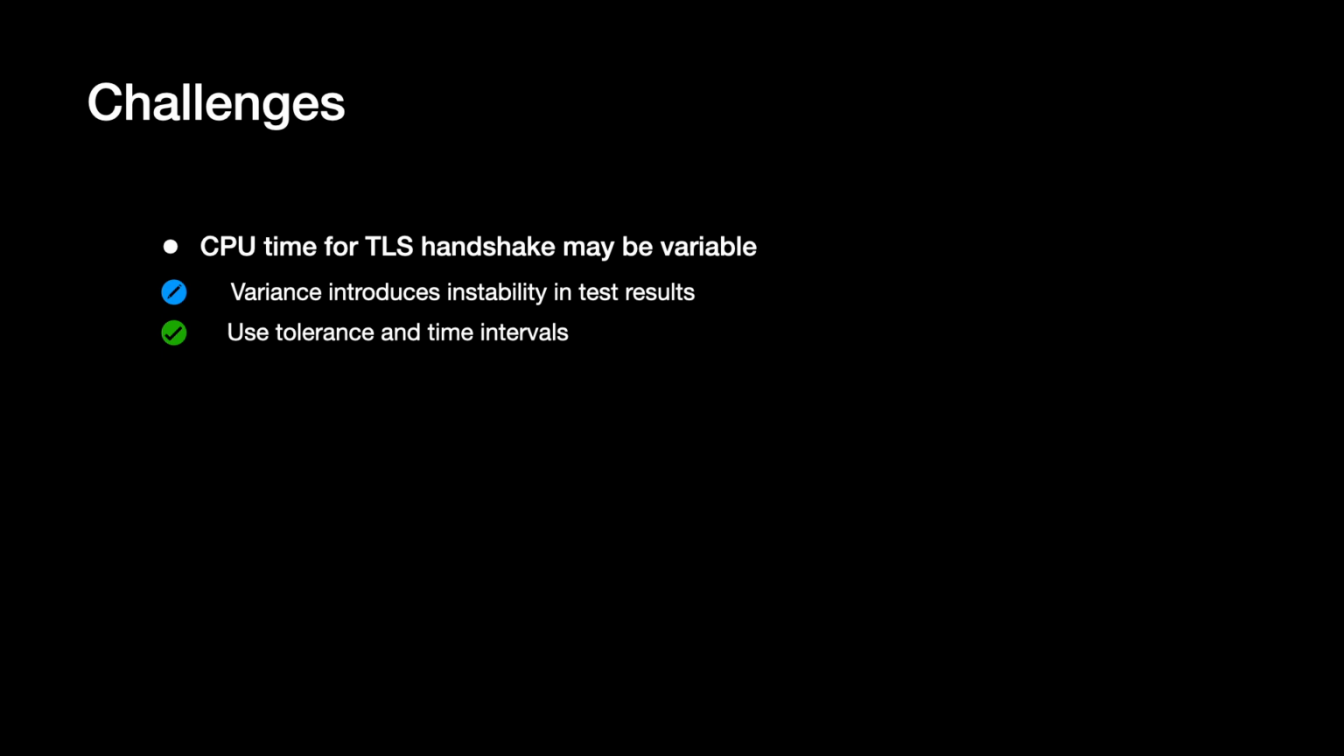Firstly, we noticed that certain mechanisms during handshake, such as cert validation or key generation, may take different amounts of time on different devices. This introduces a bit of variability, causing the scripts to fail. We solved this problem by using the tolerance and time intervals feature of packetdrill.